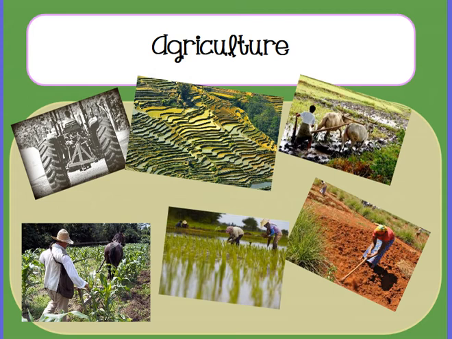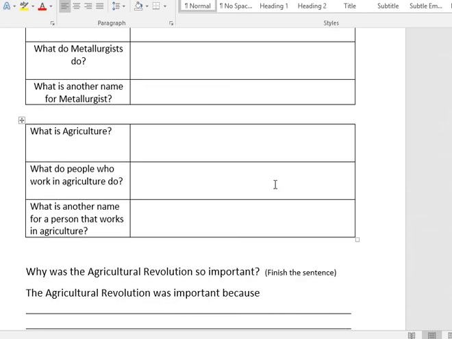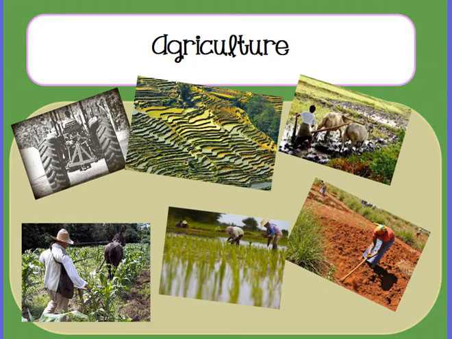All right, so now you should be able to answer these questions. What is agriculture? What do people who work in agriculture do? And what is another name for a person that works in agriculture? So you should have these answered now. All right, let's go back to our slideshow.